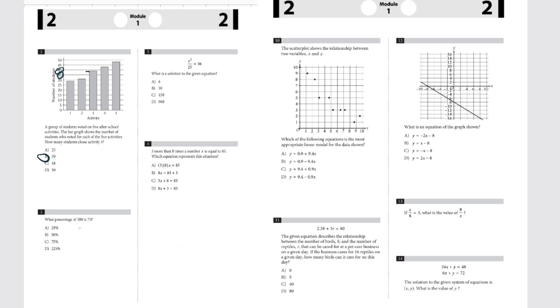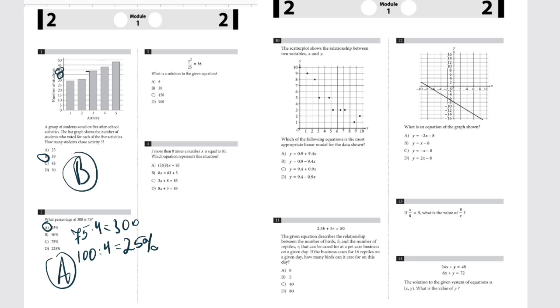What percentage of 300 is 75? We see that when we multiply 75 by 4, we get 300. It means that when we divide 100% by 4, we get 25. So 75 is 25%, or in other words, a quarter of 300. The answer is A, quarter. And here it is B.